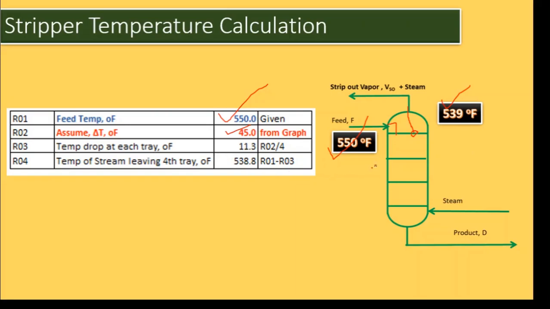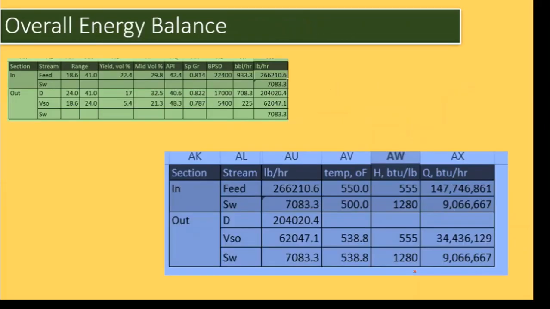So this temperature is calculated, and the steam temperature is given. Basically there are 4 streams leaving the system. All these three we have calculated. One is missing, that is the product, that is D. This is missing, and that is our objective, to find the product temperature with the help of the energy balance. That is the target. So after going through the material balance, come to the energy balance.